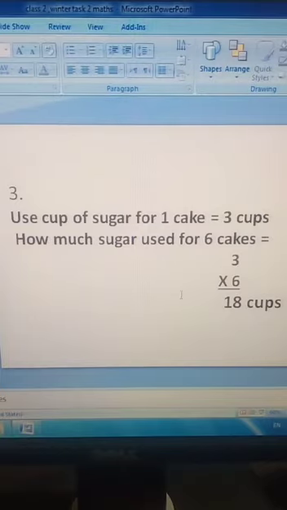Come on, question number 3. Nida uses 3 cups of sugar to bake a cake. Nida uses cups of sugar for 1 cake equal to 3 cups. Now, how many cups of sugar will she use if she has to bake 6 cakes? Students, we will find out how many cups of sugar Nida will use. Here we will multiply 3 with 6. 3 sixes are 18. So it means she will use 18 cups of sugar for baking 6 cakes.